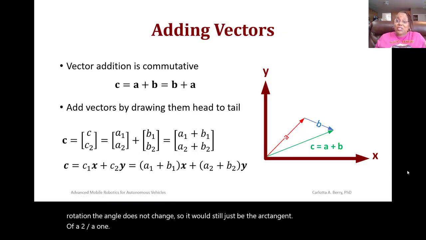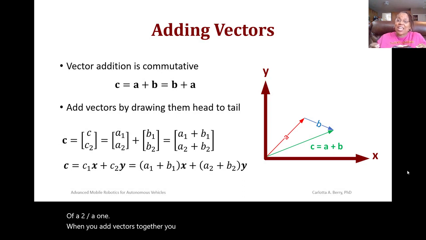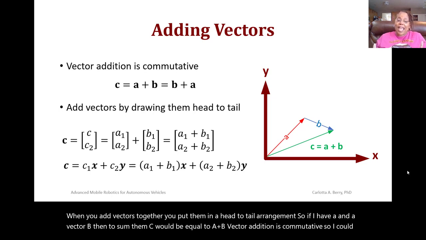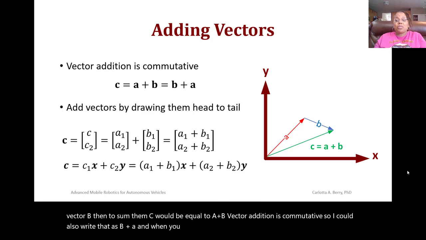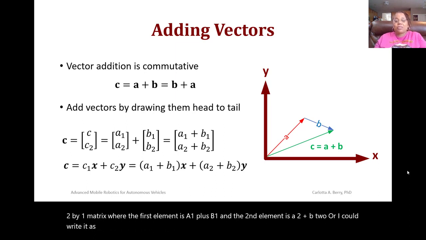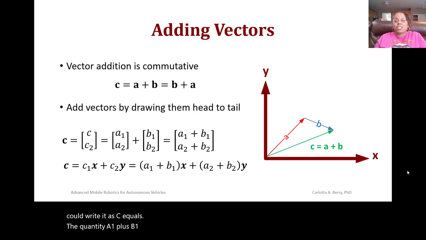When you add vectors together, you put them in a head-to-tail arrangement. So if I have a vector A and a vector B, then to sum them, C would be equal to A plus B. Vector addition is commutative, so I could also write that as B plus A. And when you look at that in terms of the matrix, then you would have a 2-by-1 matrix where the first element is A1 plus B1 and the second element is A2 plus B2. Or I could write it as C equals the quantity A1 plus B1 x plus the quantity A2 plus B2 y.